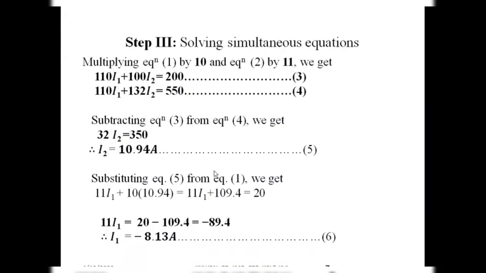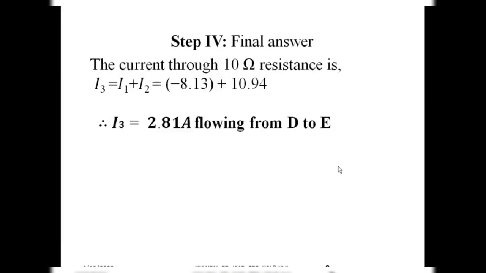Now, we have got these two currents I1 and I2, but we have to calculate the current through the 10 ohm resistance. So we have to do one more step, that is step number 4, to get the final answer. The current through the 10 ohm resistance is I3, and that is the sum of I1 plus I2. So, putting the values of I1 and I2, we get minus 8.13 plus 10.94. Our final answer for the current through the 10 ohm resistance, I3, is 2.81 ampere, and that will be flowing from D to E.